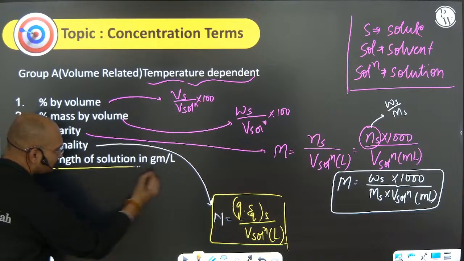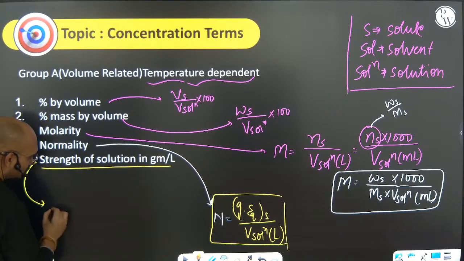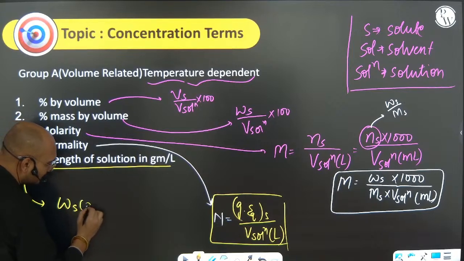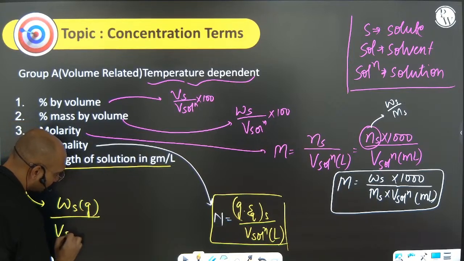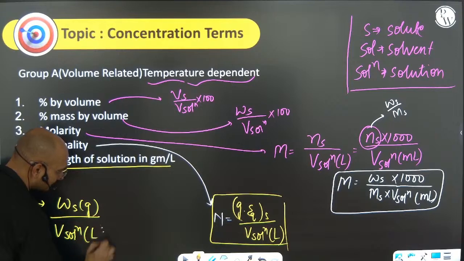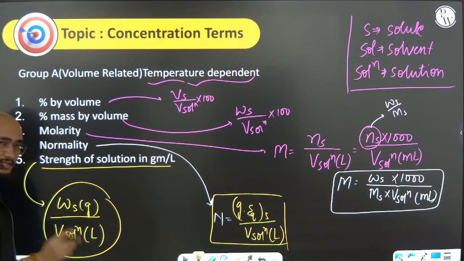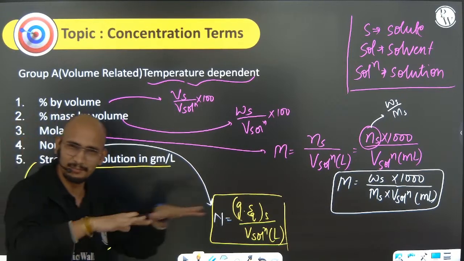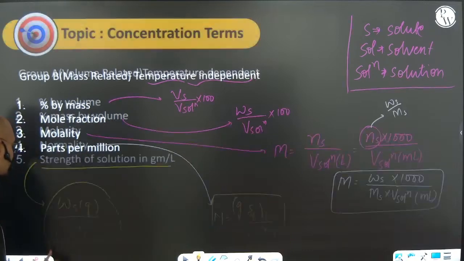Strength of the solution is in gram per liter. So we can say strength can be written as mass of solute in gram divided by volume of solution in liter. It will be the strength of the solution. I think this is the basics. Everyone knows that, that's why I can just say it directly.